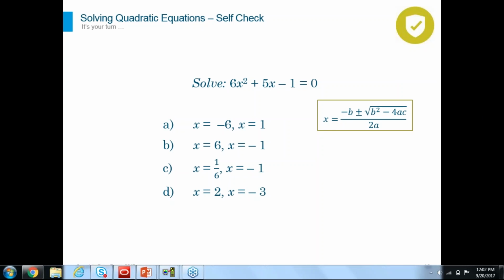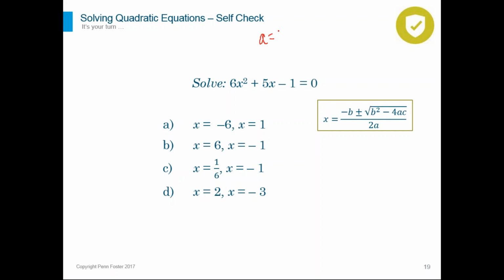Okay, so I'm not going to go over the calculations for that, but we know our a is 6, our b is 5, and c is a negative 1. You're going to plug in the values in place of a, b, and c, and your answer should be C: x is 1/6, or x equals negative 1.